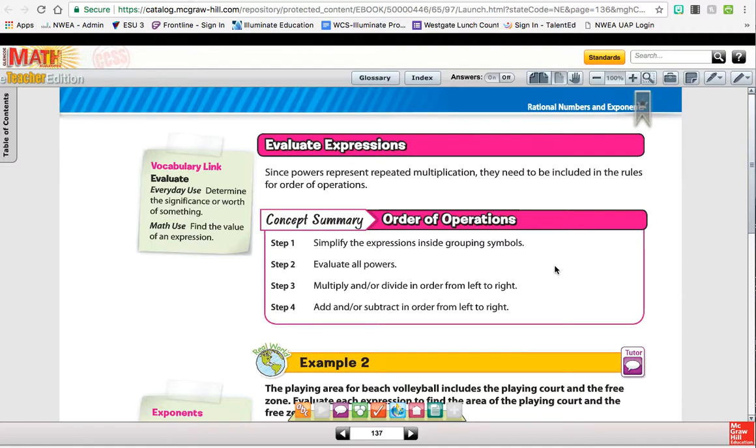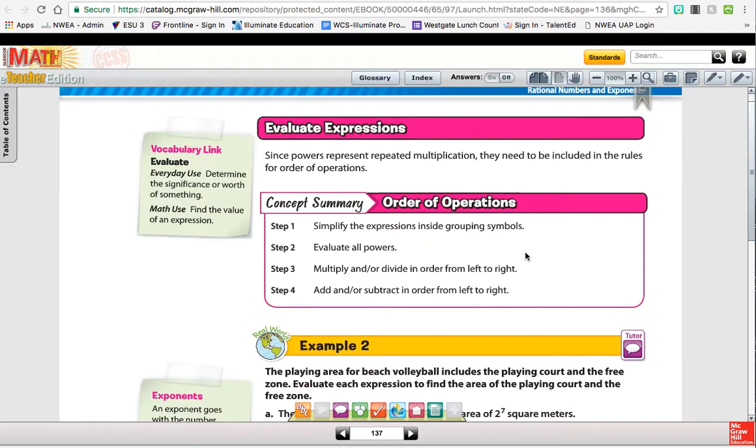On the next page, looking at evaluating expressions, we've already done order of operations using exponents, but this is just taking it to the next level. Make sure you read through the concept summary and look through the example.